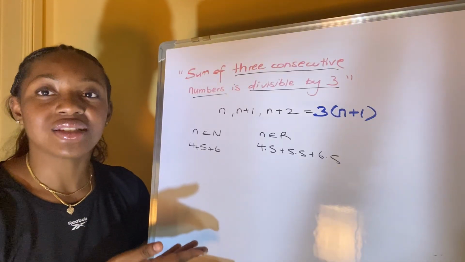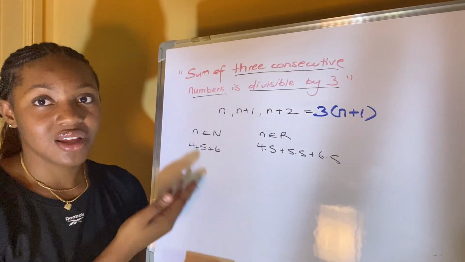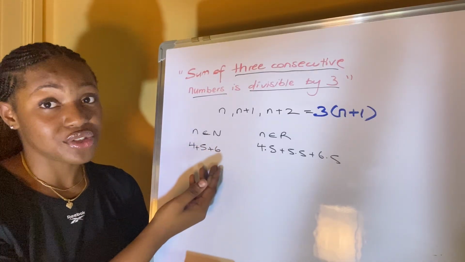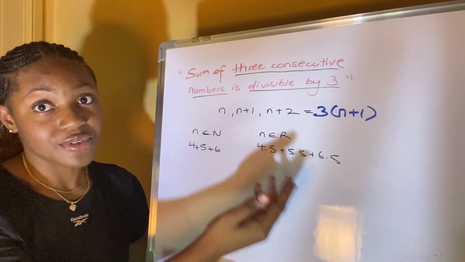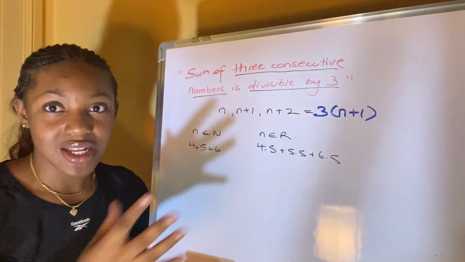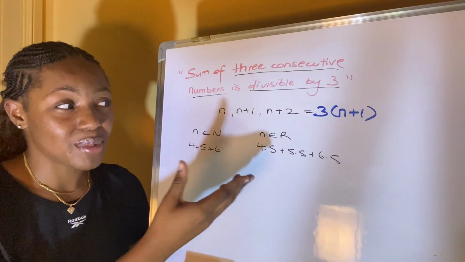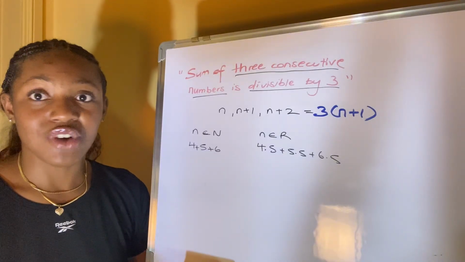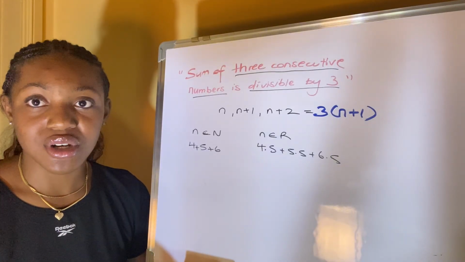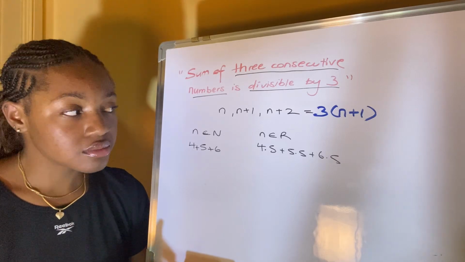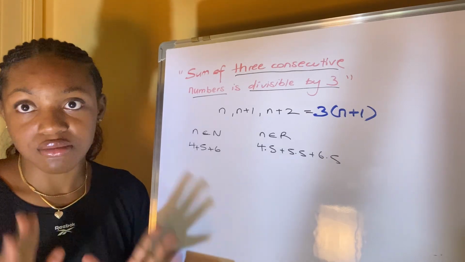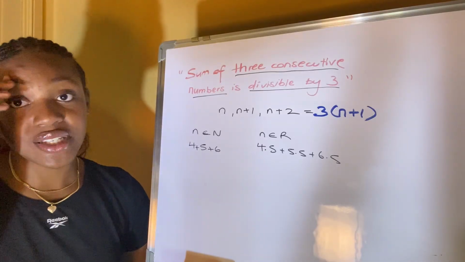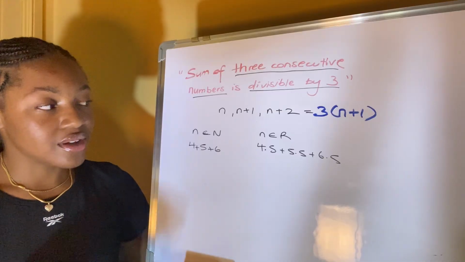So we're going to do this simple example. Right here, if n is a part of a set of natural numbers, we have 3 consecutive natural numbers. If n is a part of a set of real numbers, which is a broad set, because recall that a natural number is a part of a set of real numbers. However, real numbers also include rational numbers, irrational numbers, integers, etc. So if n is a part of a set of real numbers, we would have this.